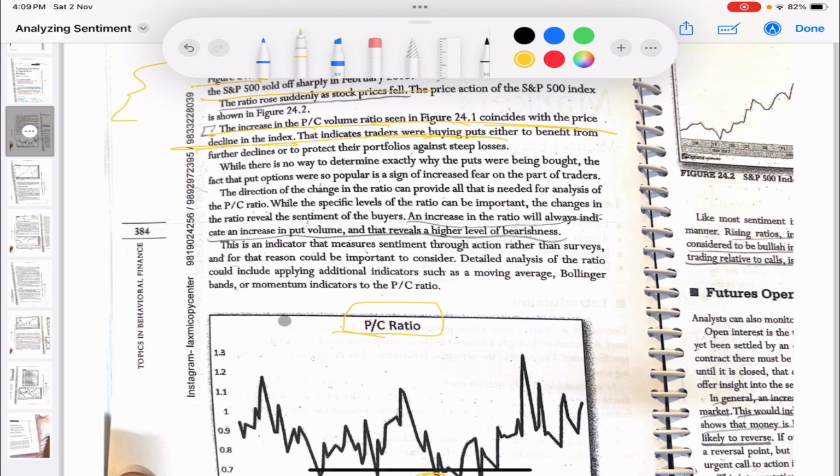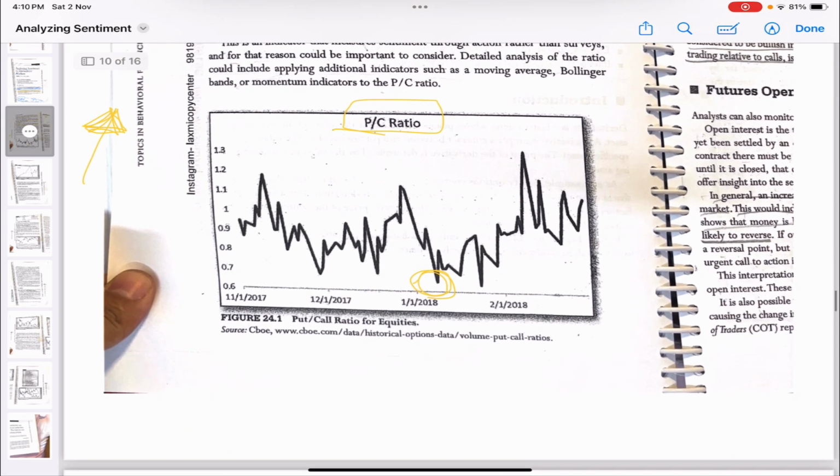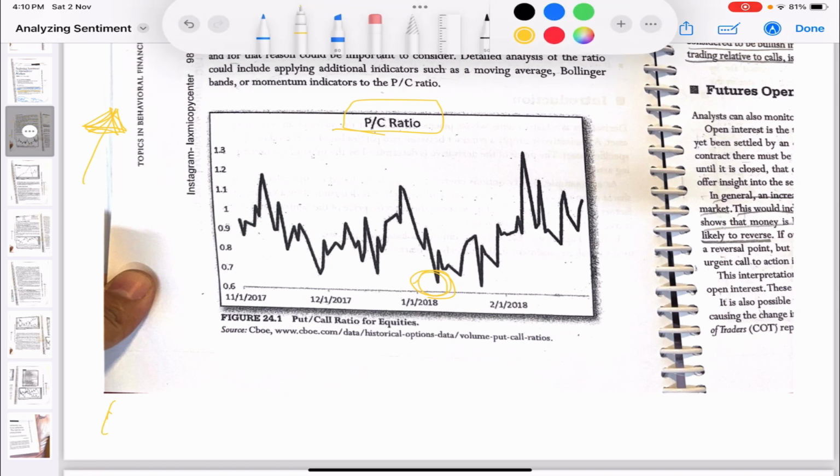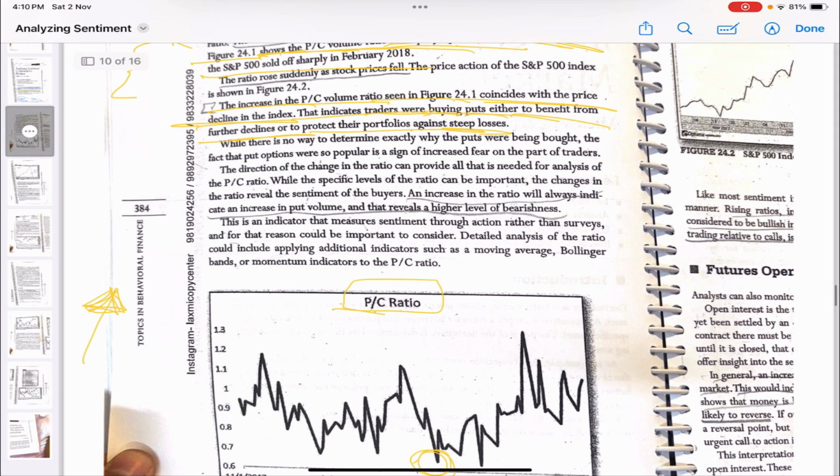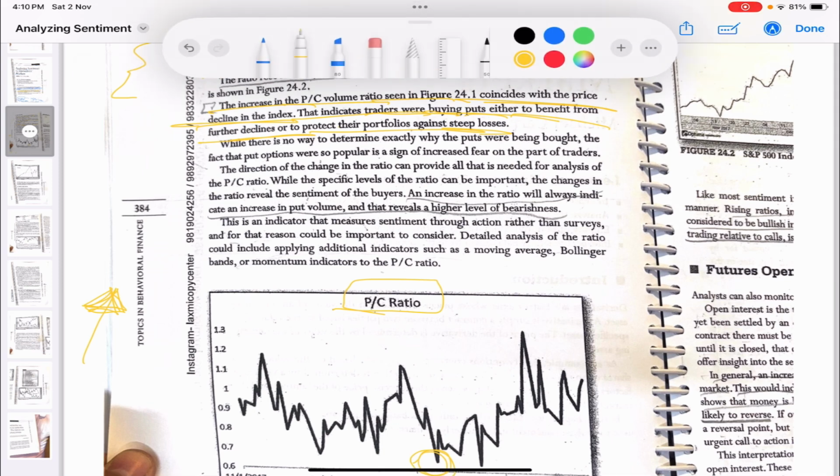That indicates that traders were buying puts either to benefit from further declines or to protect their portfolio against losses. So when there's an increase in the put call ratio, that means that people are buying puts more, and when there is a decline in the put call ratio, then people are less likely to buy puts and more likely to buy calls. While there is no way to determine exactly why the puts were being bought, the fact that put options were so popular is a sign of increased fear on the part of the traders.